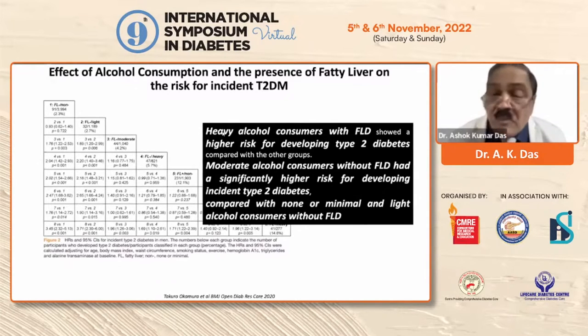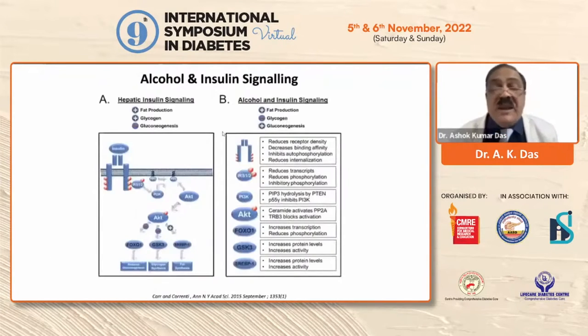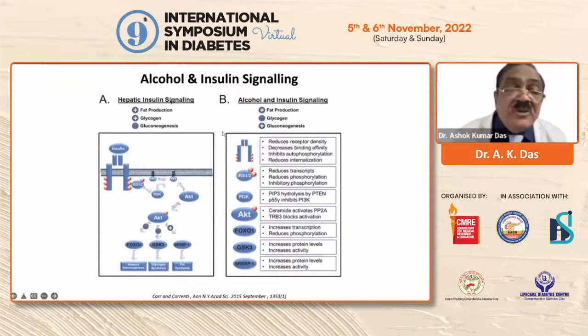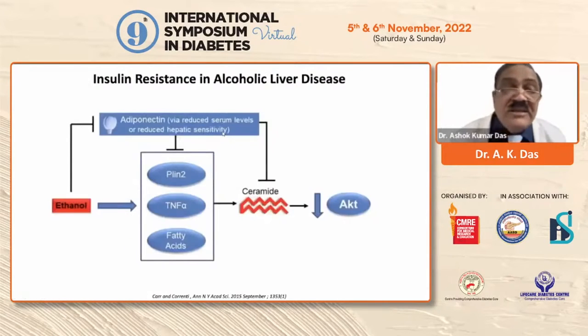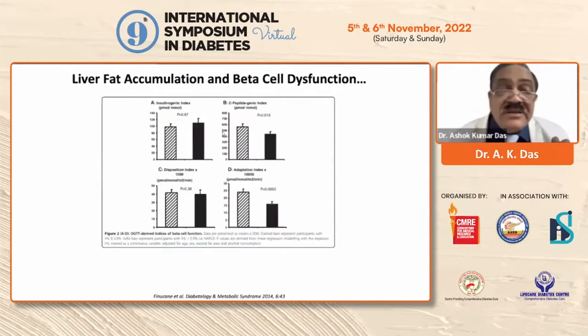In contradistinction, when there is no alcohol intake or minimal alcohol intake, with or without FLD, there is no production of type 2 diabetes. Now, alcohol and insulin signaling is depicted here. Hepatic insulin signaling includes fat production, glycogen production, and the stopping of gluconeogenesis. With alcohol, the insulin signaling produces increased fat production, more gluconeogenesis, and less glycogenolysis. So there is a great deal of insulin resistance in alcoholic liver disease.